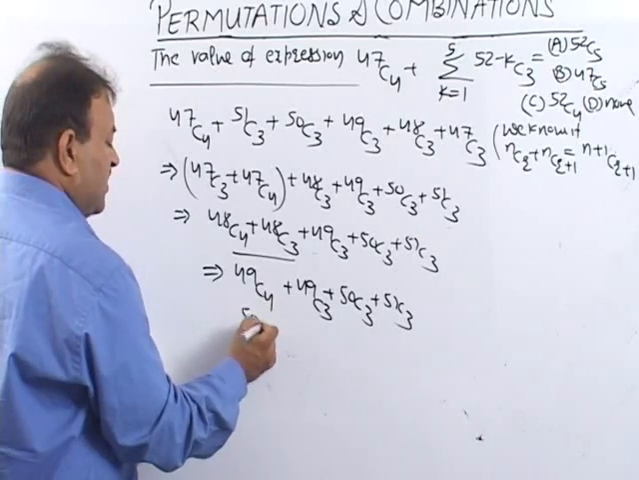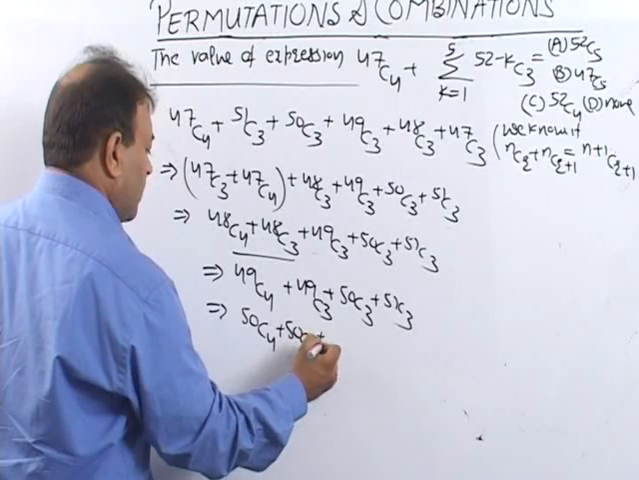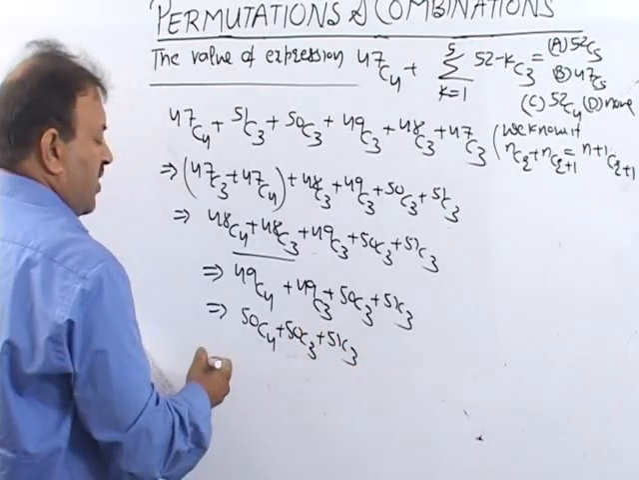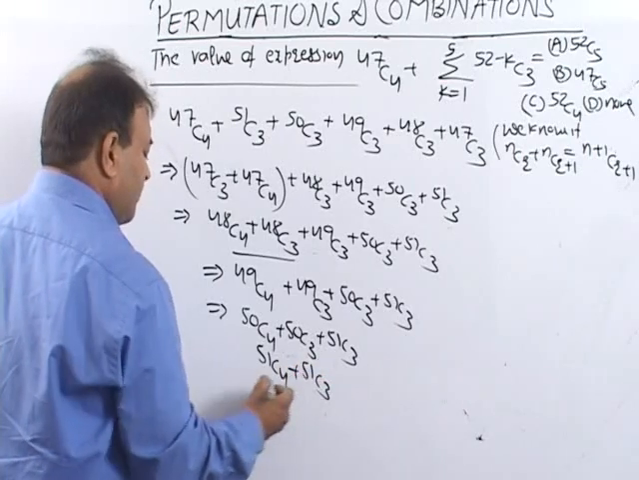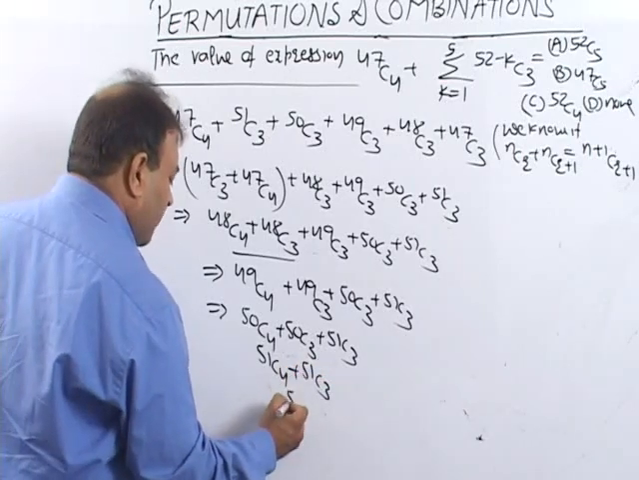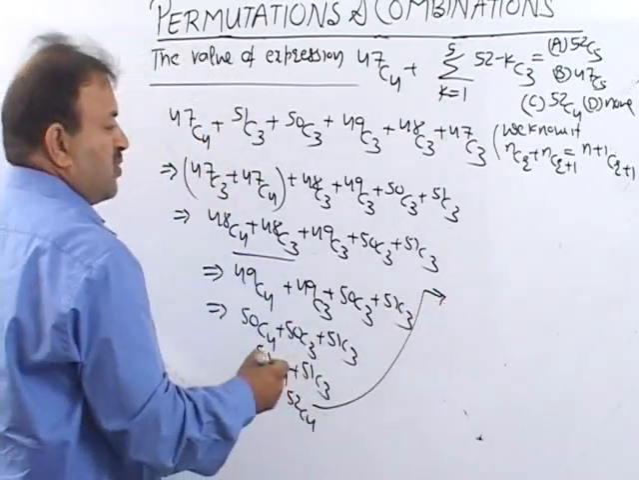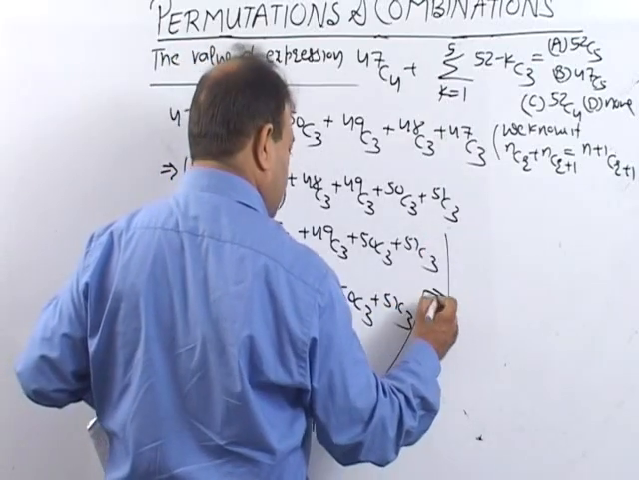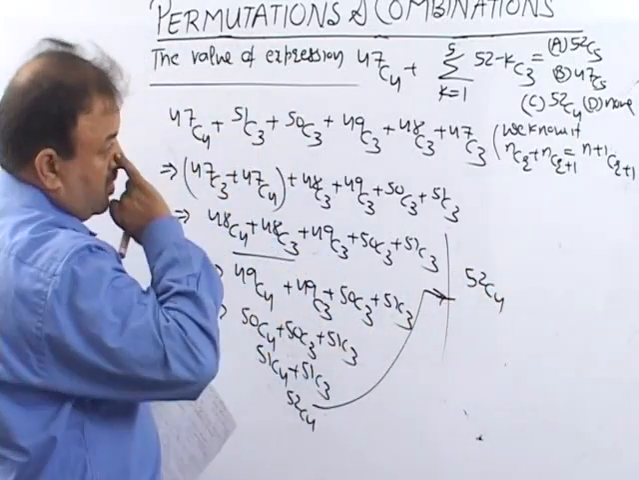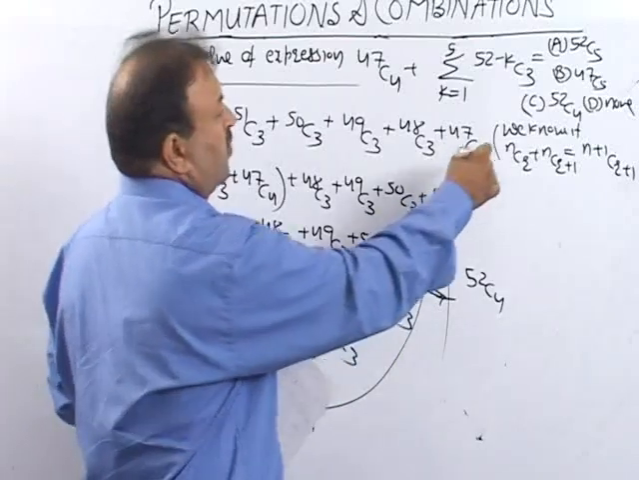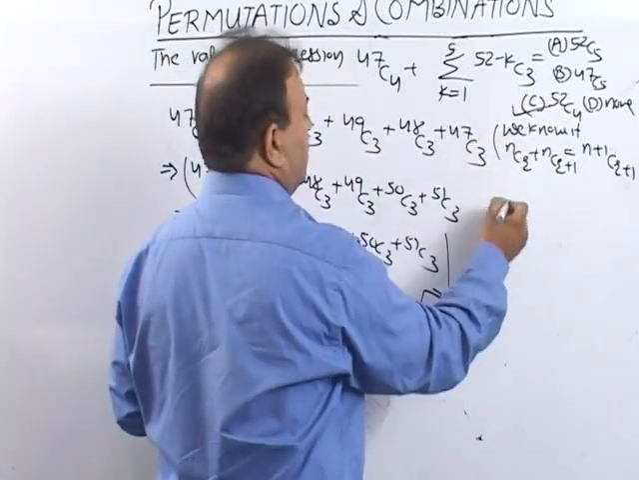This becomes 50C4 plus 50C3 plus 51C3. It is 51C4 plus 51C3. It comes out to be 52C4. Now I reach over here, I can say 52C4 is our answer. So looking upon the four options, we find out the C part is the correct answer. So the right answer is C part.